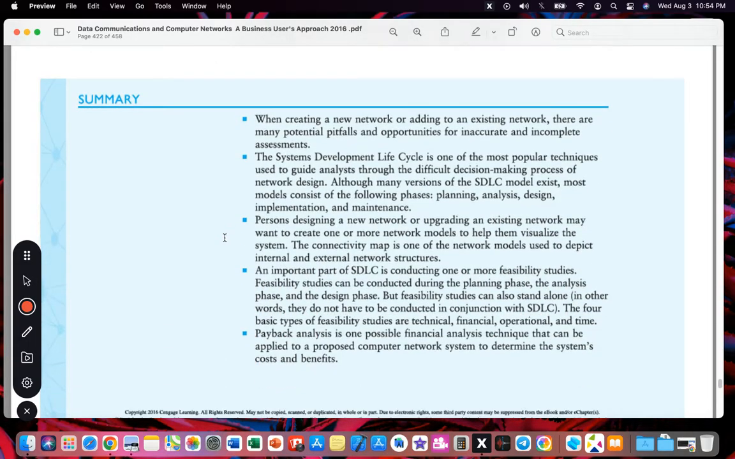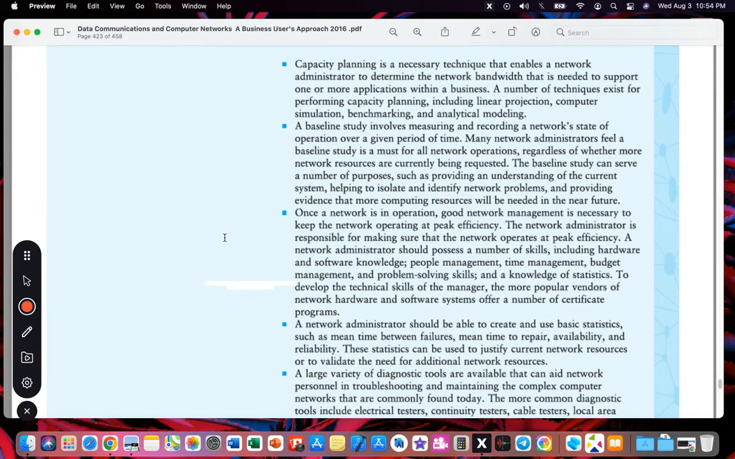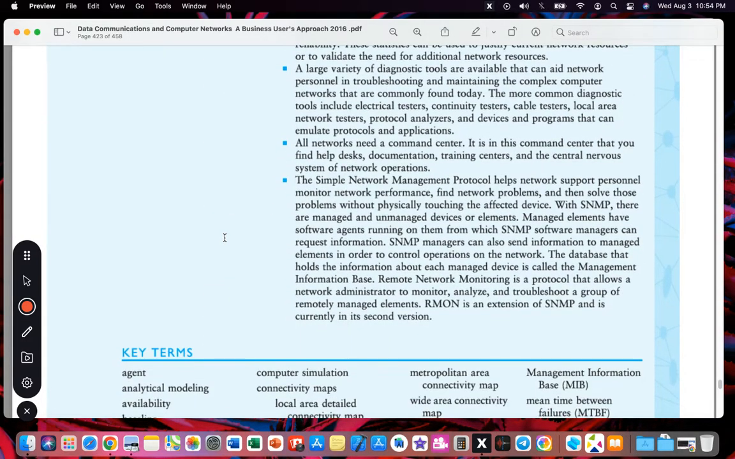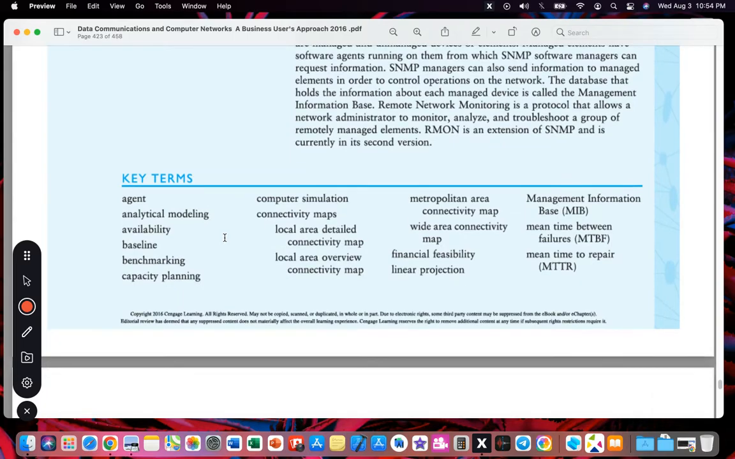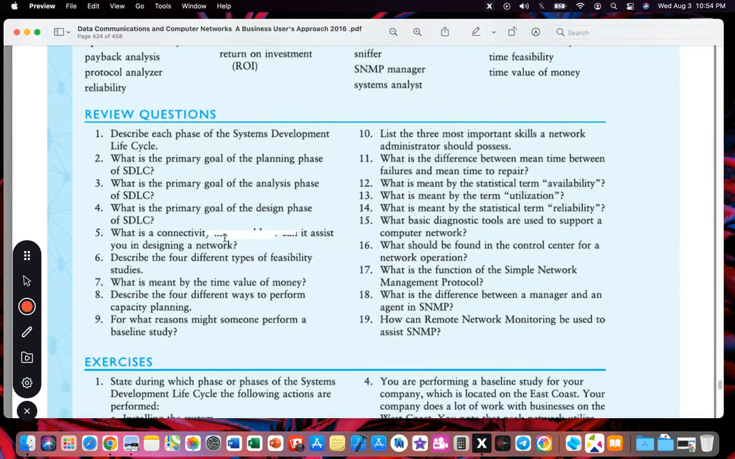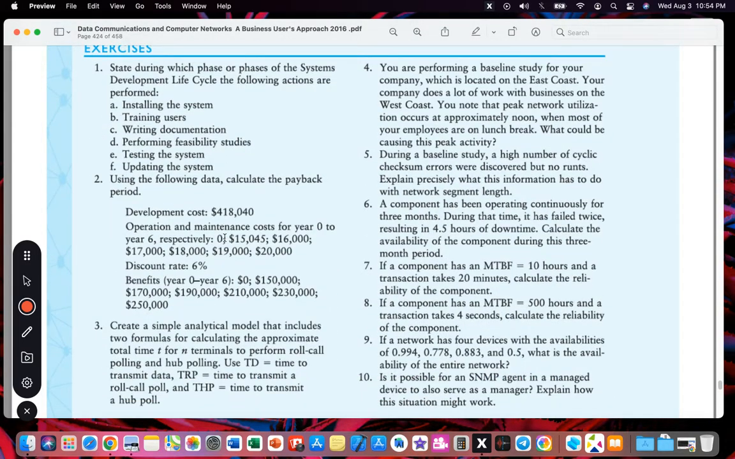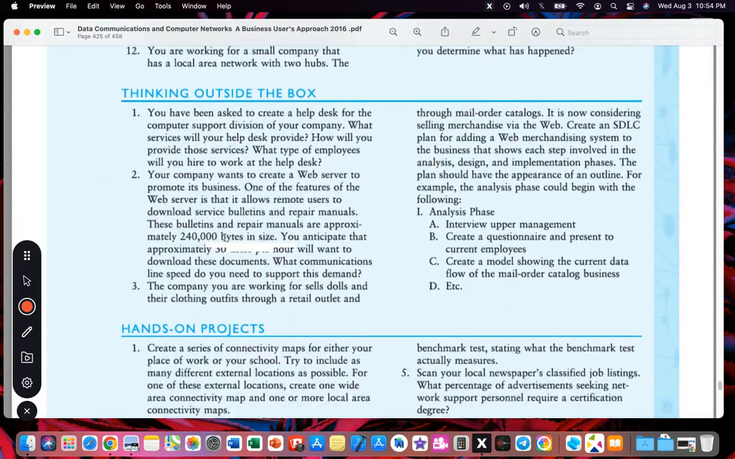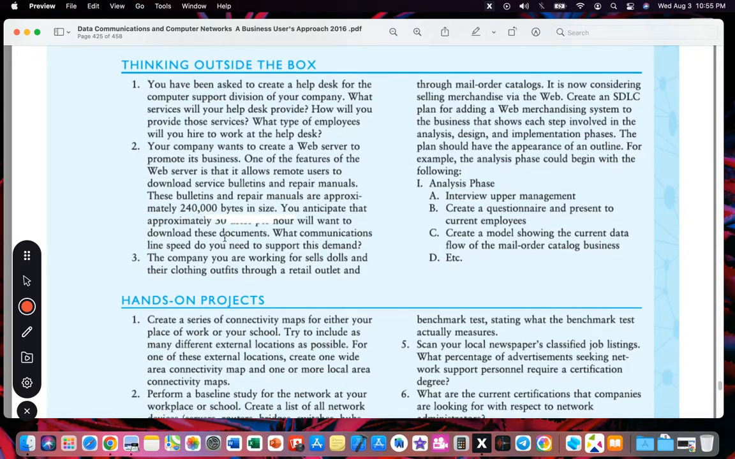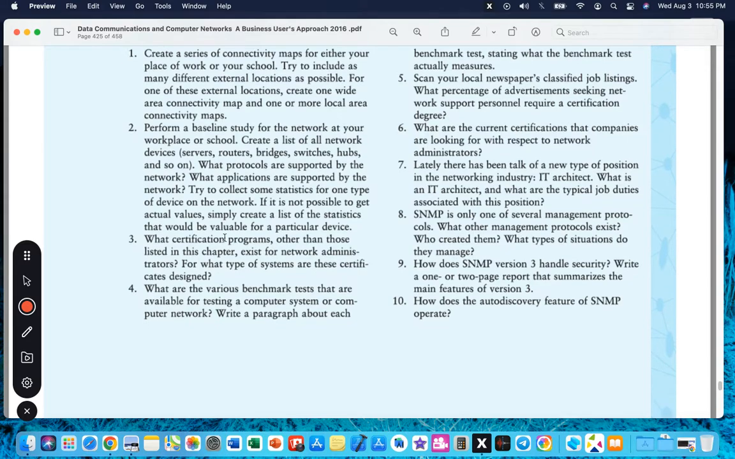All right. Summary of the chapter. Another page of the summary. The summary is finished. The key terms, more key terms, review questions, exercises, thinking outside the box, hands-on projects, and the book is over.